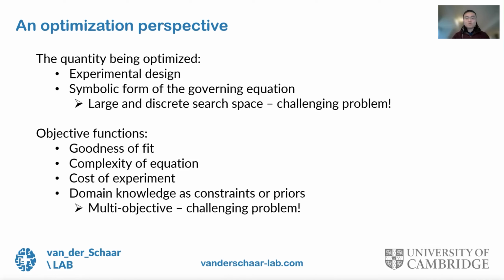The optimization problem also involves the objective function. For discovery, we want to optimize the goodness of fit to the training data, while also controlling the complexity of the equations so that we obtain compact and understandable equations at the end of the day. When experiments are possible, we also need to factor in the cost of the experiments. And when there's domain knowledge, such knowledge is often reflected as constraints or priors. This makes the whole optimization multi-objective. So we simultaneously want to optimize multiple criteria in order to find the correct governing equation. And multi-objective optimization is also a challenging problem.